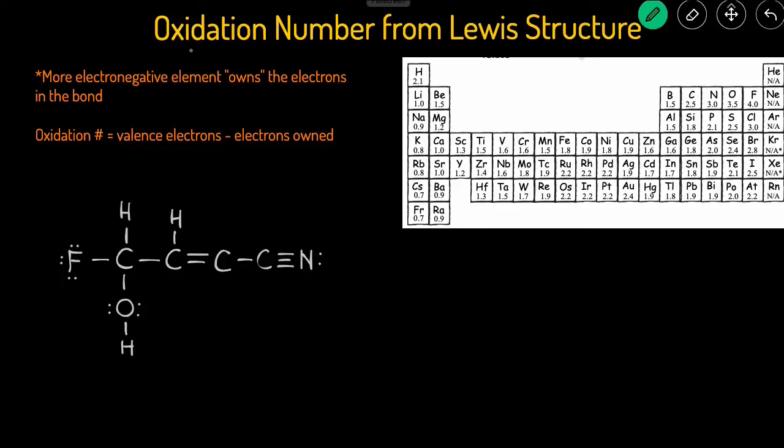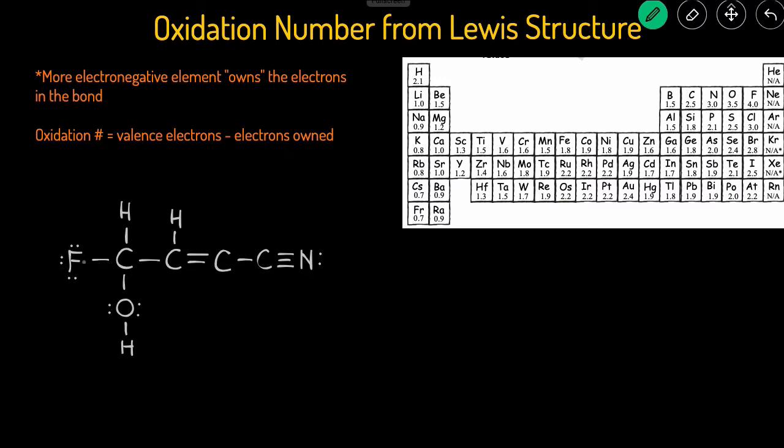In this video, we'll be going over how to calculate the oxidation number when you're given a Lewis structure. Let's start by calculating the oxidation number of fluorine. The most important concept is to remember that the more electronegative element owns the electrons in the bond. So let's first determine which electrons the fluorine owns.